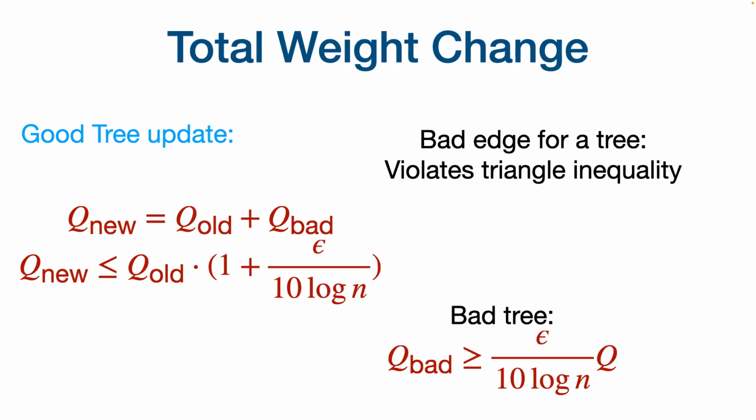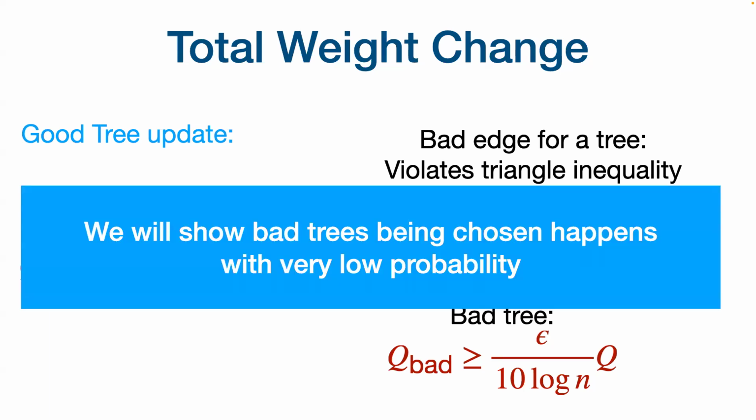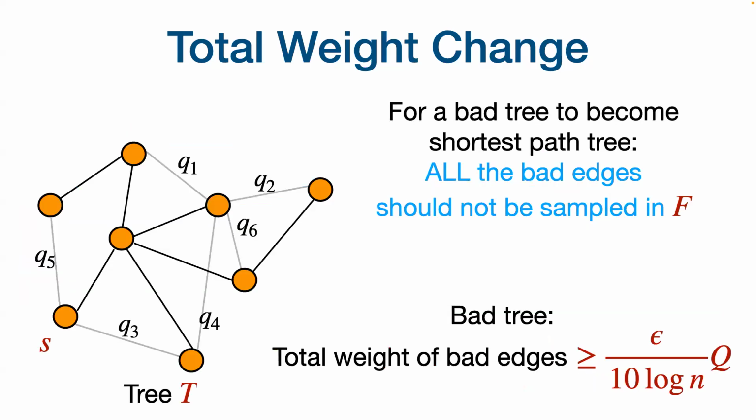So we want to try and prove that you don't end up with a bad tree as your shortest path tree. So this is what we will show. A bad tree actually ending up as the shortest path tree is going to be happening with very low probability. Okay. So when will this tree actually end up as the tree at the end of the processing rule? Okay, so none of the bad edges for this tree are going to be sampled.